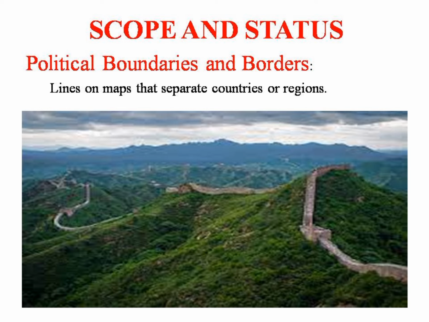Let's talk about the scope and status of political geography. So the scope of political geography starts from political borders and boundaries. Let's talk about lines on maps. Political geography is all about these lines that separate countries. Sometimes it's a river or mountains, and other times it's just made up lines. These lines can change how countries get along.